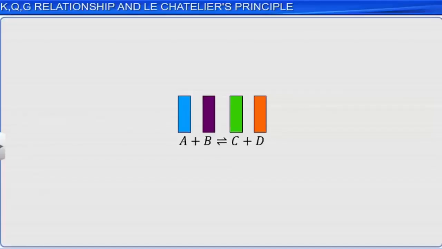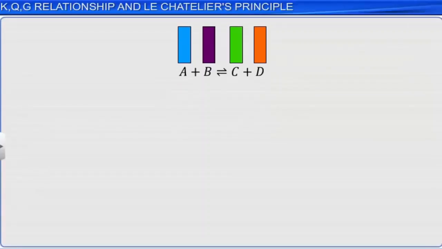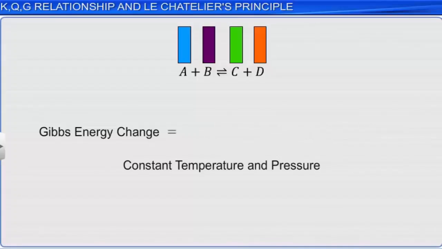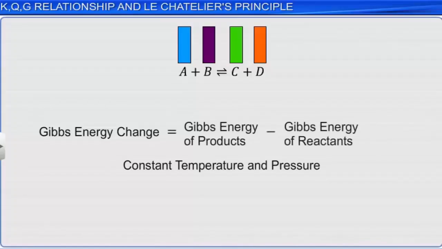According to thermodynamics, the knowledge of the sign and magnitude of the free energy change of a chemical reaction allows us to predict its spontaneity at constant temperature and pressure. The change in the Gibbs energy of a chemical reaction can be defined as the difference in the Gibbs energy of the products and that of the reactants. This can be represented as ΔG is equal to G of products minus G of reactants.